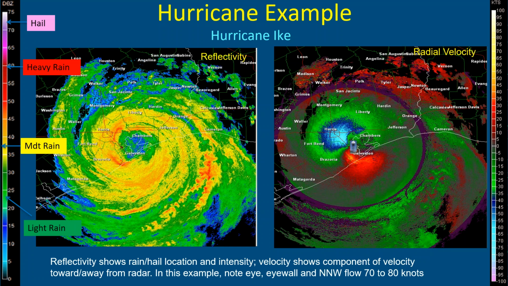So the bright blues, you go to our color table here, we're looking at 70 to 80 mile per hour winds in this zone toward and away, sort of coming from the north-northwest as part of this western eye wall. So there's a hurricane example. The Hurricane Center is looking at this radar data when the storms are approaching landfall to try to estimate that wind speed as more of a direct measurement.